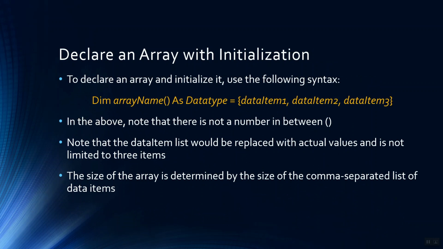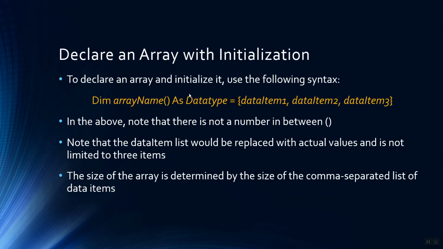There is a second way to declare arrays. It begins in the same manner, dim, the name of the array, but notice the empty parentheses this time. We will not specify a value in between. As data type, that's all the same. But here comes our initialization syntax. We're going to put an equals sign, curly braces, and inside the curly braces, a comma delimited list of values that we want to populate the array with. So data item 1 here will be used as the first element in the array, data item 2, the second element, and so forth. So they're arranged in the same position as they will be placed in the array.